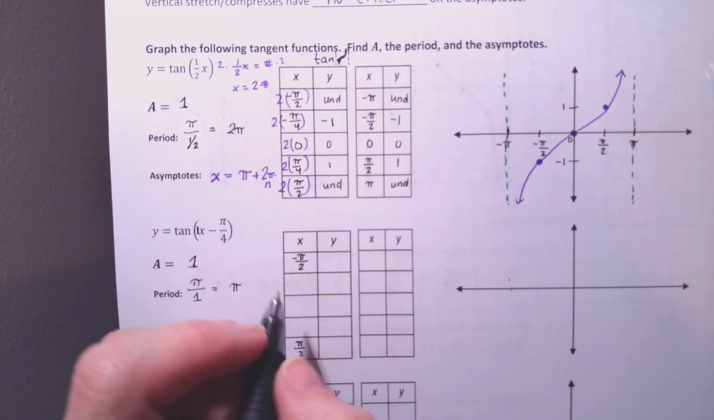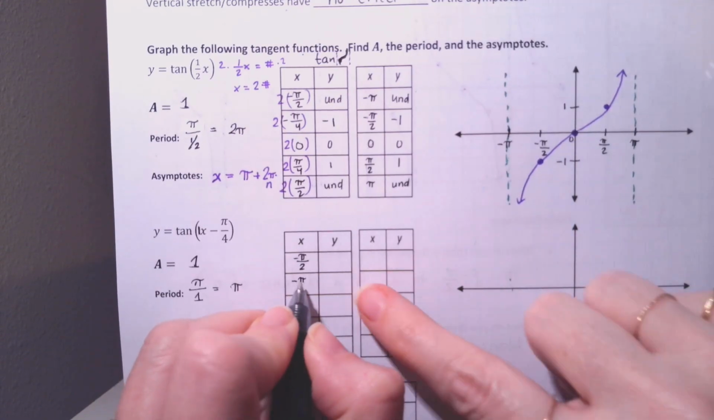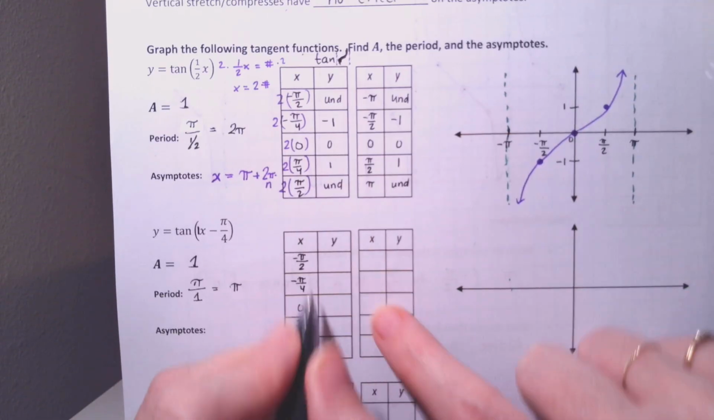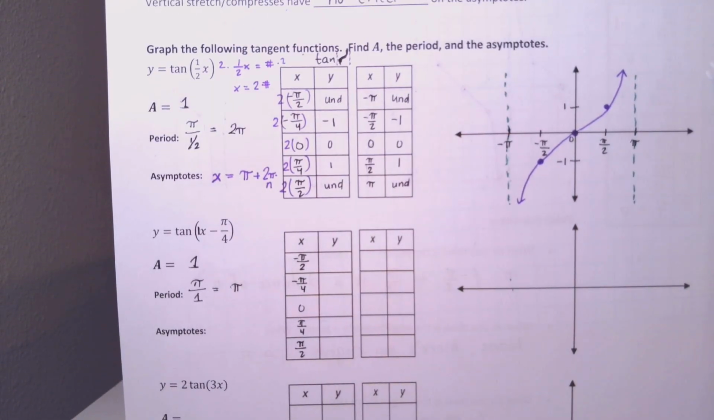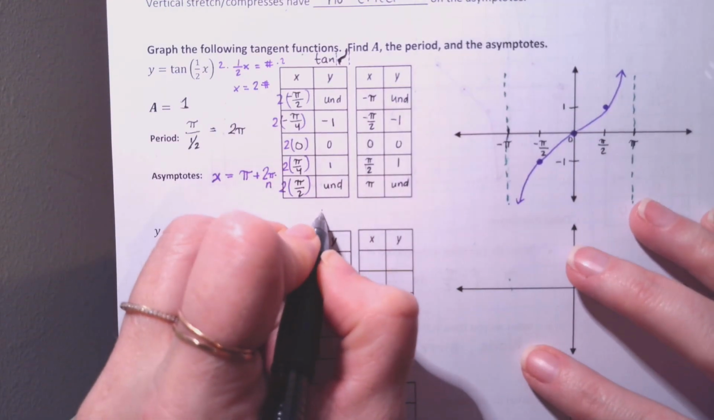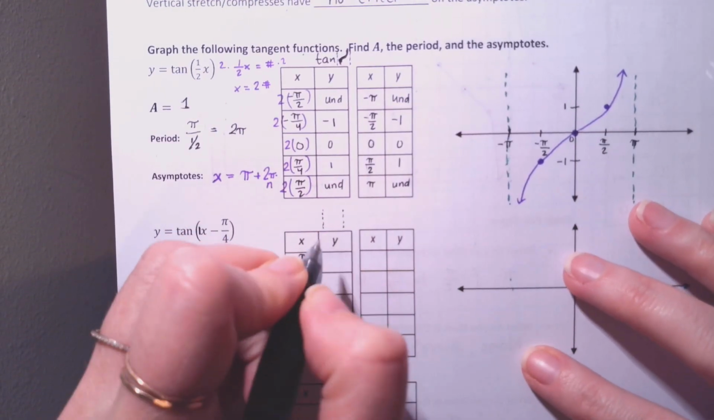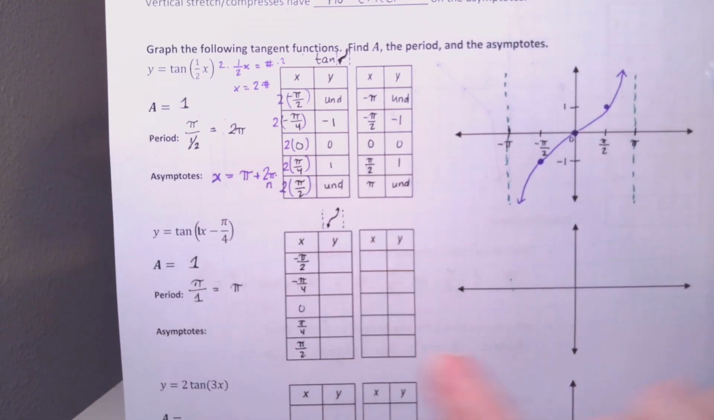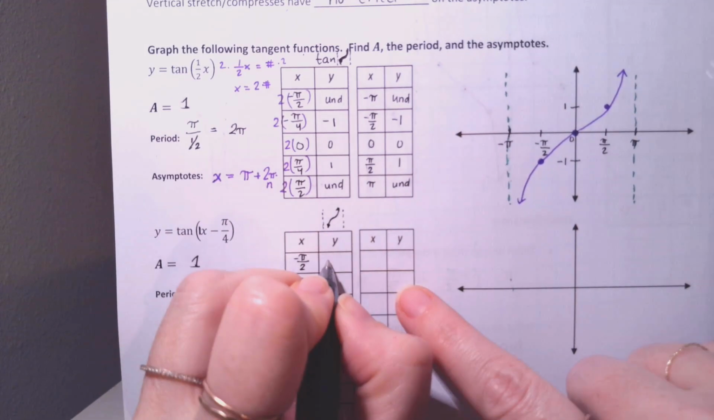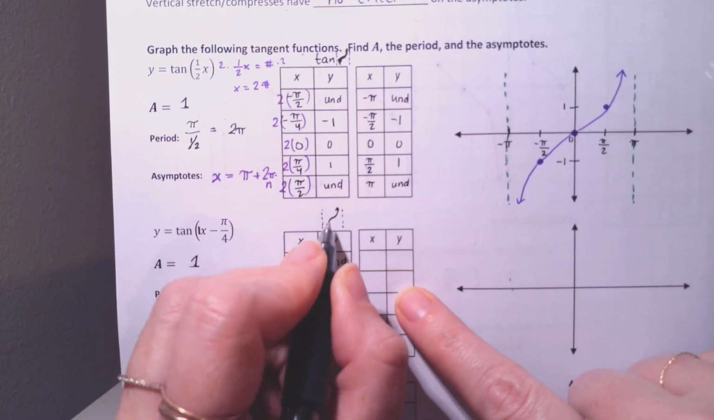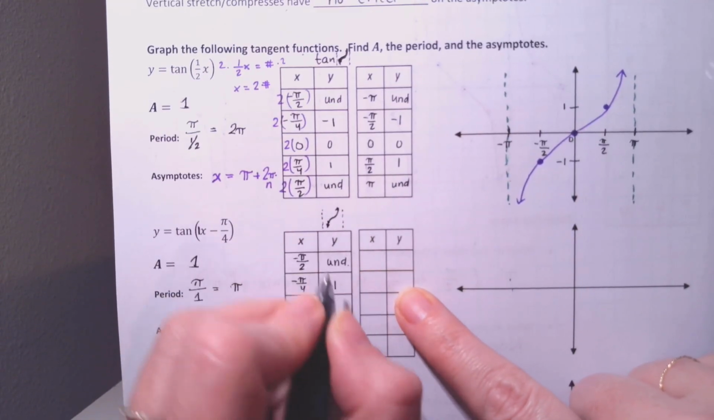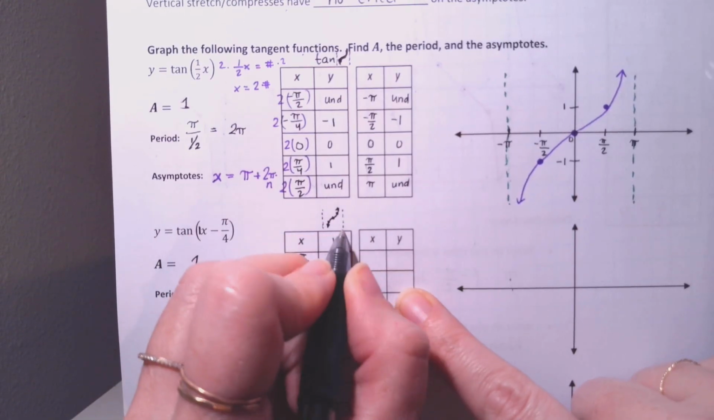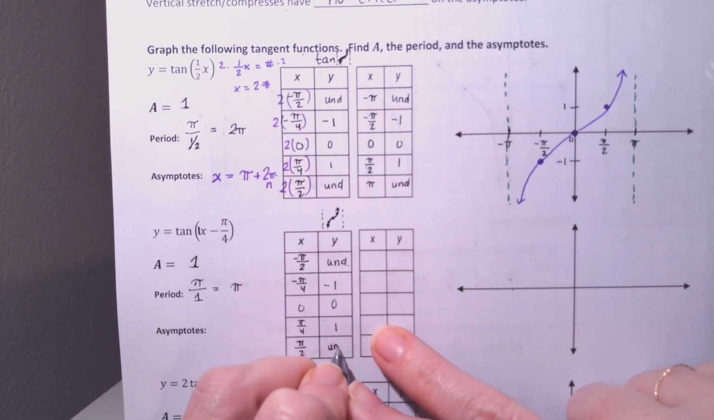So the next one would be negative pi over 4, and then 0, and then positive pi over 4, and then ending at pi over 2. Okay, and then remember what the y values look like. So there's a vertical asymptote, another vertical asymptote, and then there'll be some points in the middle here. So my first value here would be undefined because there's a vertical asymptote. The next one is at negative 1, and then at 0, and then at positive 1, and then we end the cycle with another vertical asymptote, so another undefined.